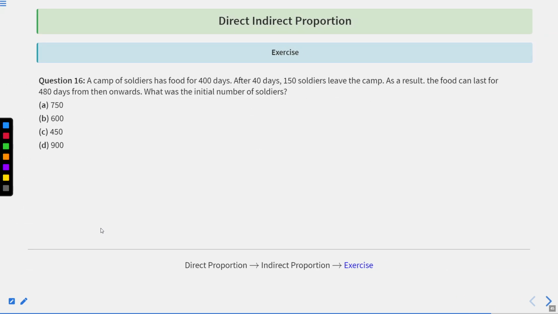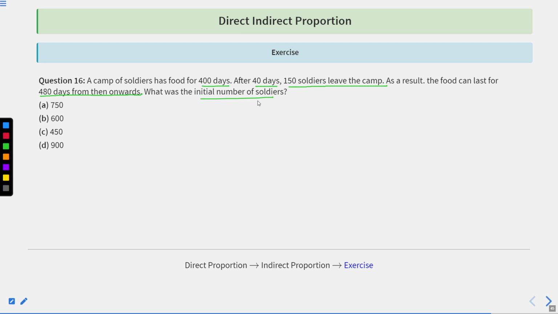Now, question number 16. A camp of soldiers has food for 400 days. After 40 days, 150 soldiers leave the camp. As a result, the food can last for 480 days from then onwards. What was the initial number of soldiers?